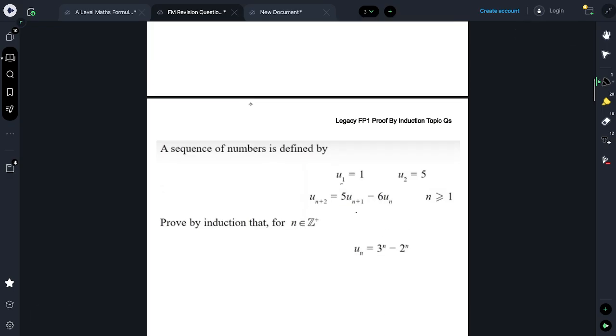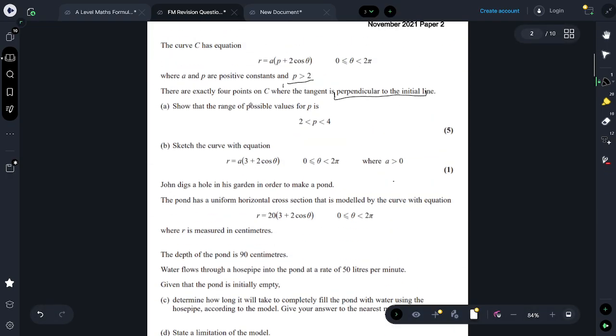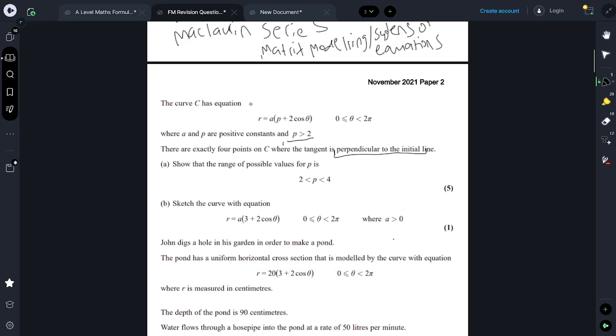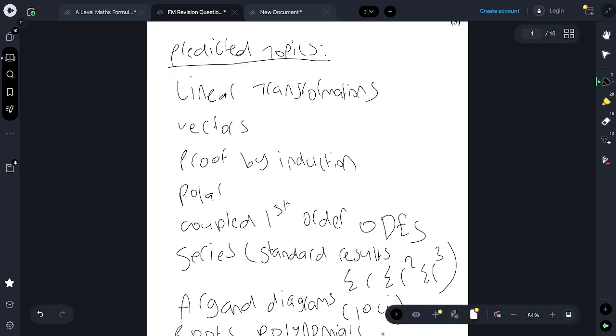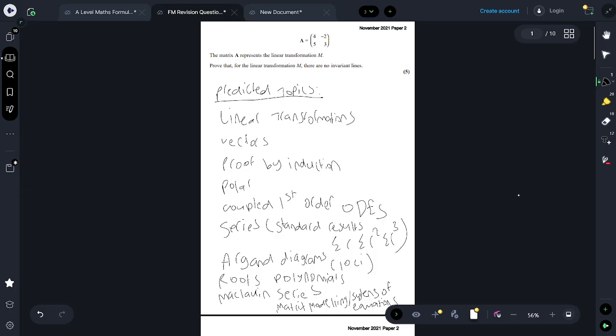Proof by induction. And yeah, these are the predicted topics. So I'm going to leave it there for a few seconds. Let me scroll back. There we are. But yeah, you can see we went through them all, right? So this was the linear transformation question, the first one. We did a vectors question. We kind of did two in a way. Can you remember the system of equations question? That was linked to vectors. We did a proof by induction one.